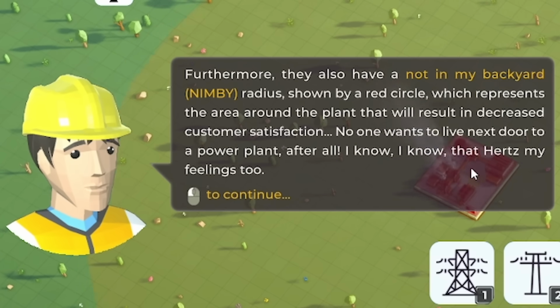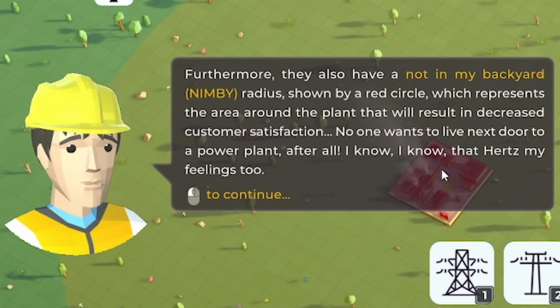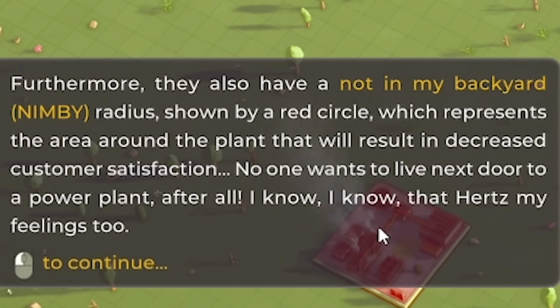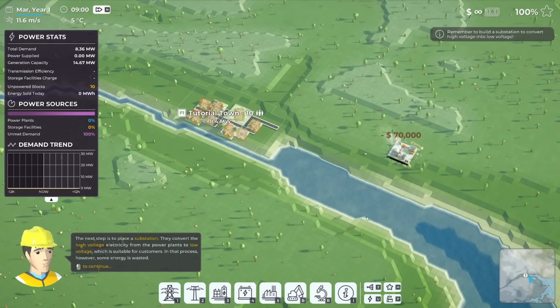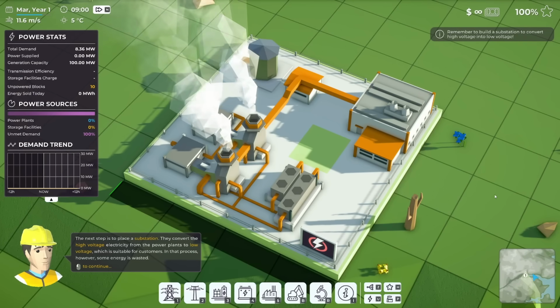Also, I'm starting to really appreciate this guy. He loves the pun as well. He says, I know, that hurts my feelings too. Get it? Hurts. Anyway, we're going to plonk this over there. And whoa, that did get plonked. That dropped from whoa high. Yeah, but there it is, producing electricity.